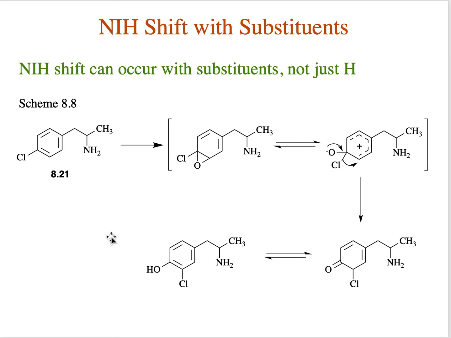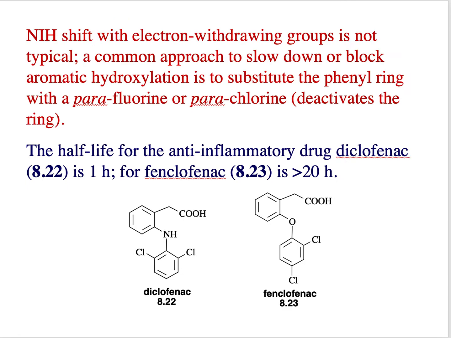So this is kind of a side note: the NIH shift can happen with substituents, not just H. It can happen with, say, chloro groups as well. The NIH shift also doesn't need an enzyme. This can happen in your flask as well if you're an organic chemist running a reaction.